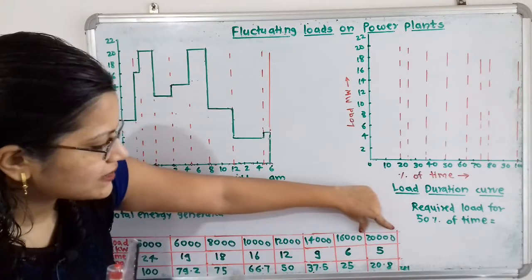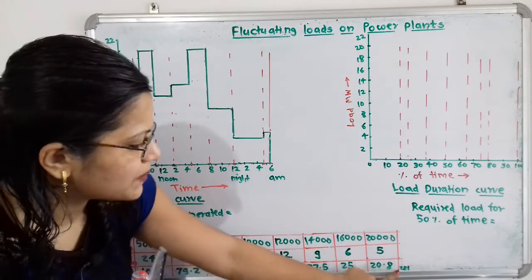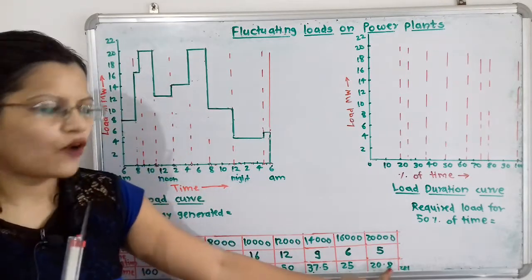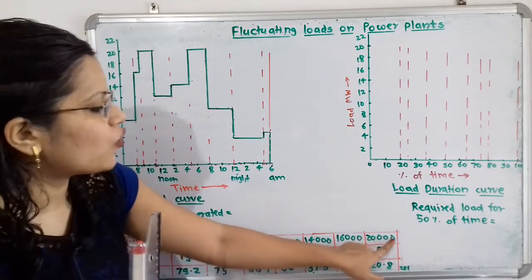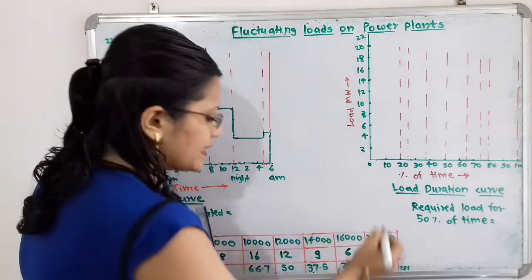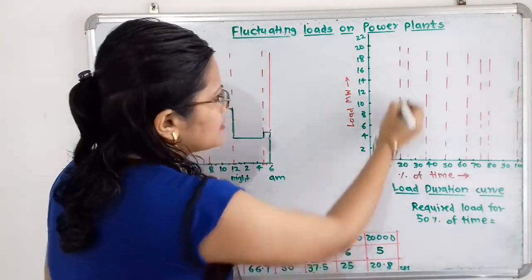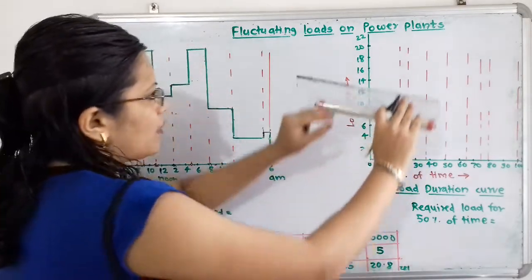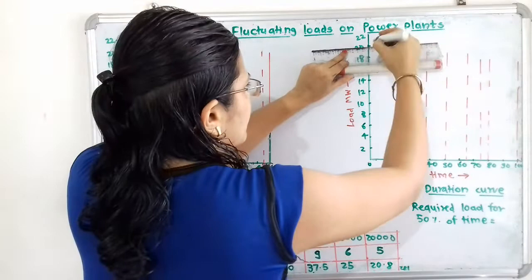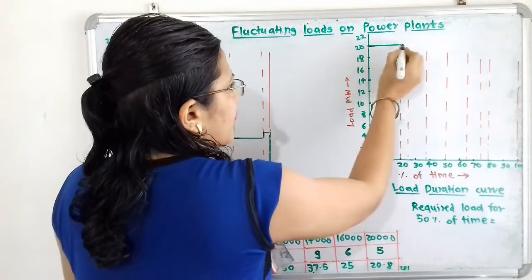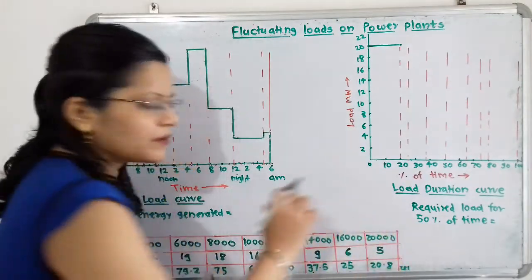So for this maximum load we have to refer this percentage of time. Up to this 20.8% of time we have to take the load equal to 20 megawatt. So here is the vertical line which is equal to 20.8%. Now I will draw here one horizontal line, and this is the first line, that is for maximum load.